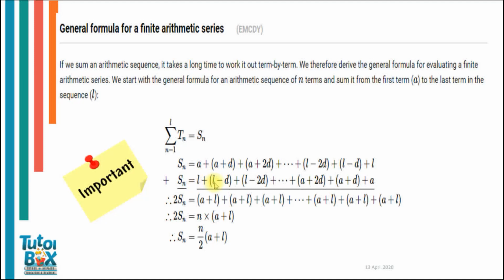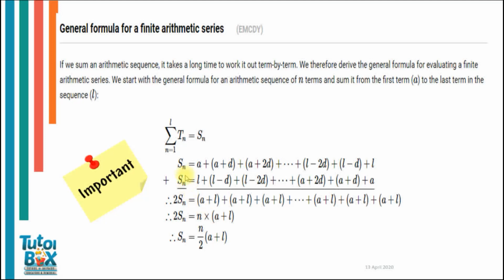So this will be the last term minus the difference to get the second from the last term. Okay, and then the third from the last term, that'll be L minus 2D. Right, in case some of you are confused where that's coming from. And then this side will be plus A plus 2D plus A plus D plus A. So basically I just wrote this. This is an ascending, this is not descending.